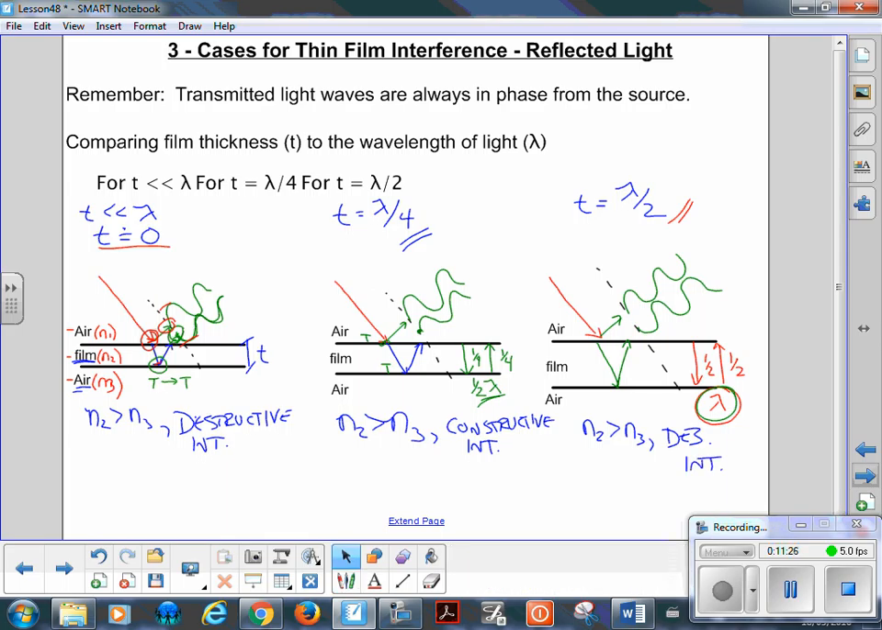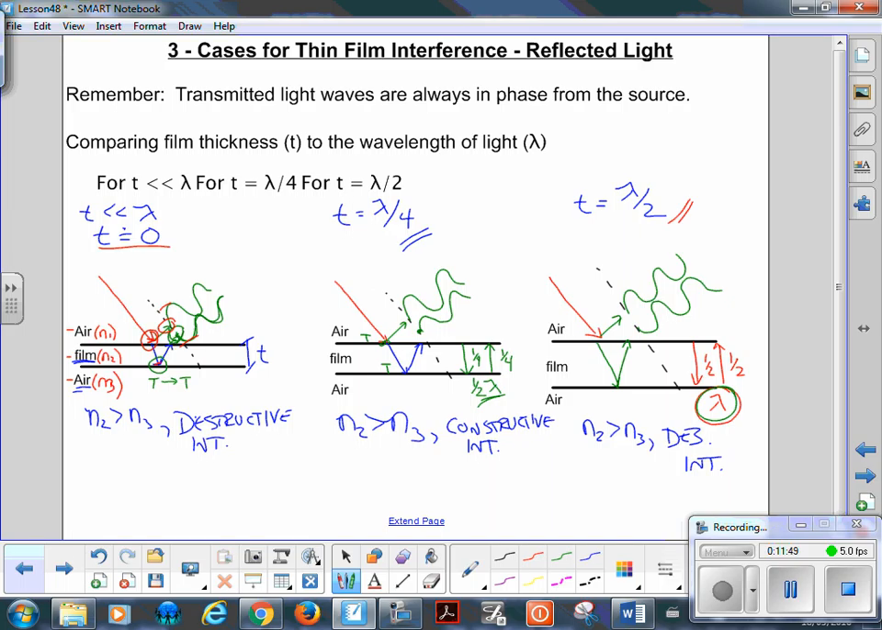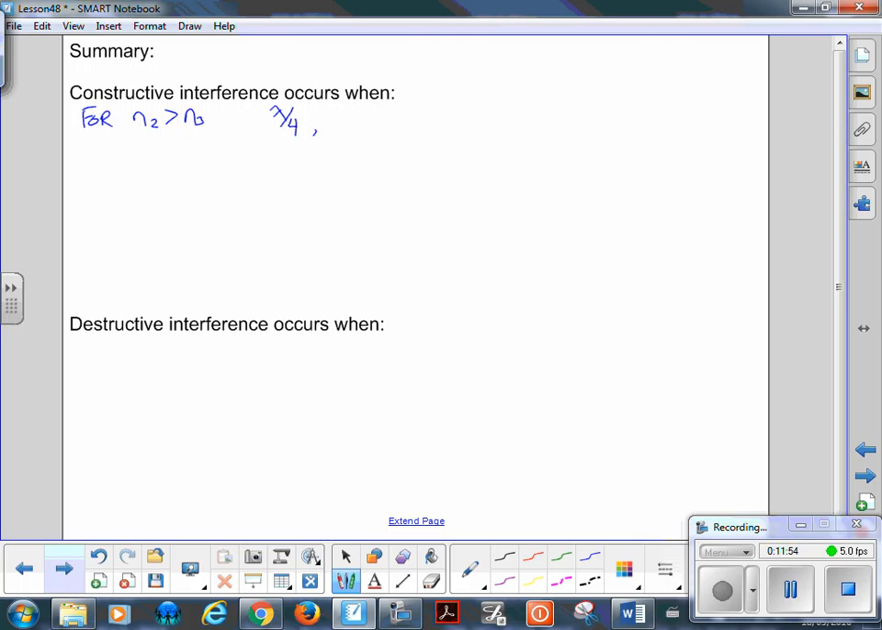Okay, so that gives us a pattern. So if we go to the next slide, start with for N2 greater than N3, the pattern was, we'll start at the first one, lambda by 4, because we are looking at constructive interference. So if we look at this, constructive interference occurred here. So the first one was lambda by 4. The next one would happen at 3 lambda by 4. The next one would be 5 lambda by 4.